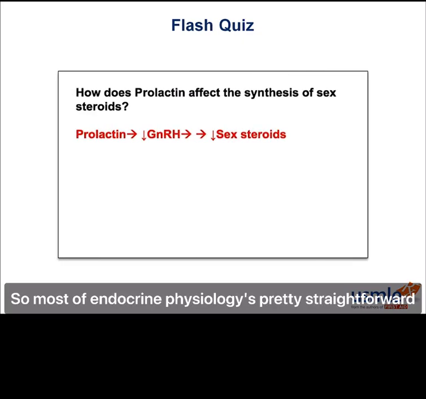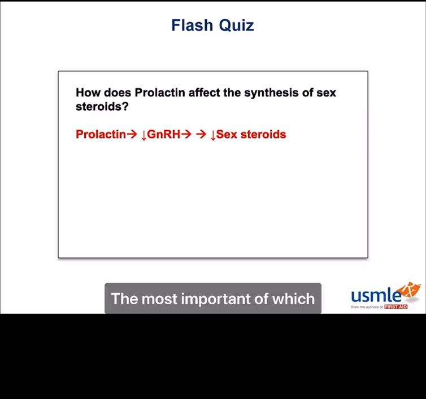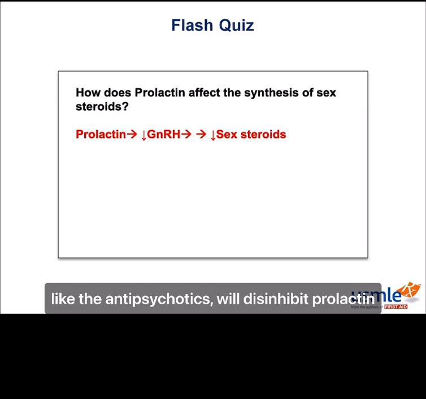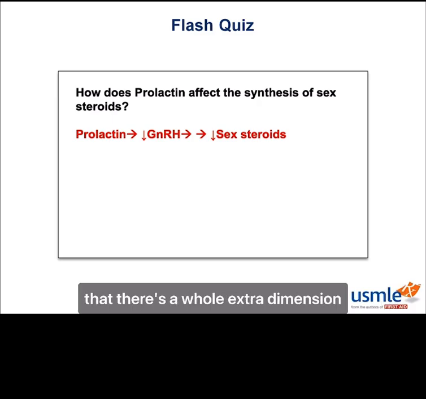So, most of endocrine physiology is pretty straightforward, but there is some crosstalk between the hormonal axes. The most important of which is that prolactin directly inhibits GnRH, causing the sex steroids to decrease. The most important clinical correlate of this is that since dopamine inhibits prolactin, a lot of anti-dopaminergic drugs, like the antipsychotics, will disinhibit prolactin and therefore suppress the synthesis of sex steroids. And don't forget that since TRH stimulates prolactin, there's a whole extra dimension of this interaction between prolactin and sex steroids. I'll let you review that one on your own.